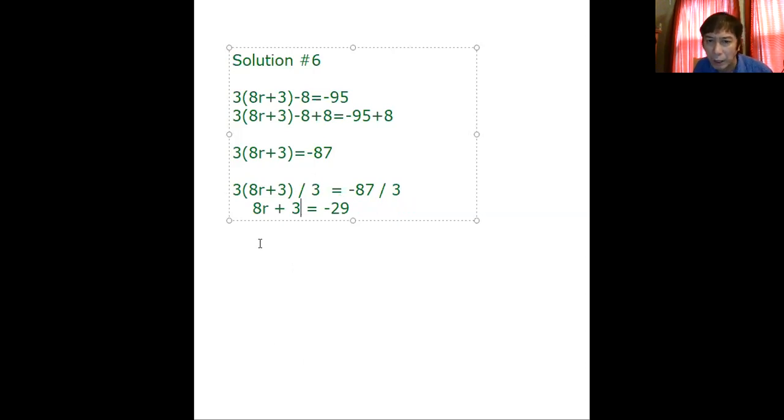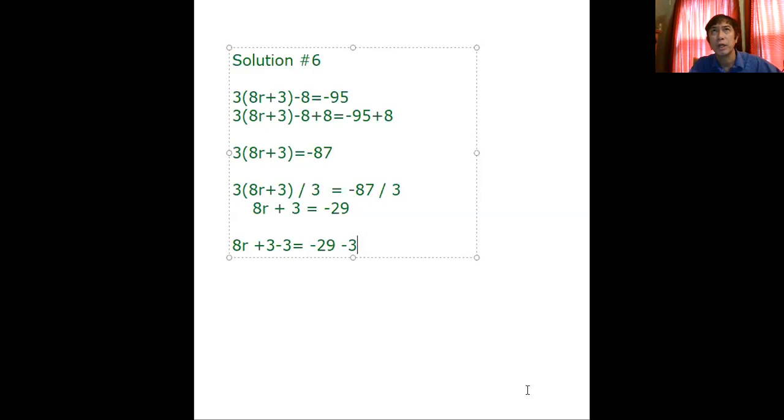Next is to isolate the 8R alone, okay? So we will have to process this 3 here by way of subtraction. So our next line is subtraction. To 8R plus 3 we apply minus 3 here so that it will zero out the positive 3. And then if we do a minus 3, we will also do a minus 3 on the other side. Remember, you apply a subtraction property here. You also do that on the other side.